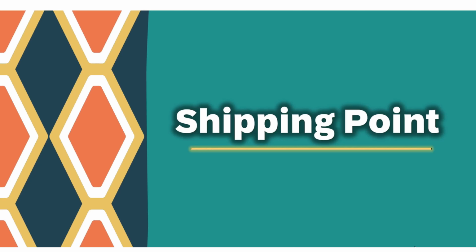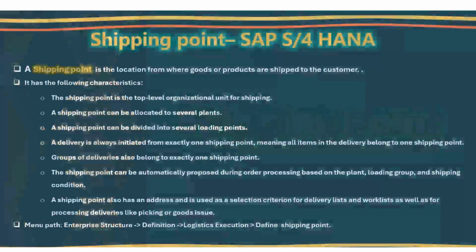All right. Now next we are going to learn about the shipping point. Before we define the shipping point, let us understand what exactly the shipping point is all about. A shipping point is a location from where the goods or products are shipped to the customer. It has the following characteristics. The shipping point is the top level organizational unit for shipping.